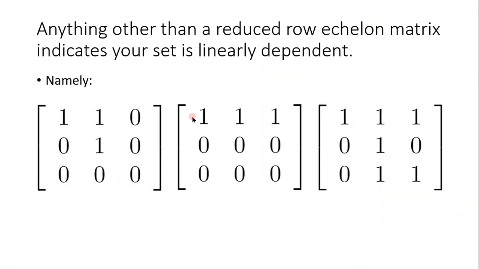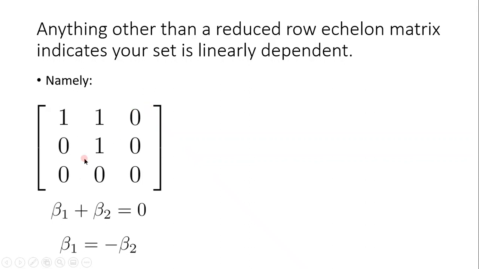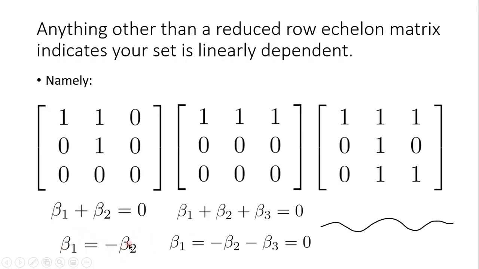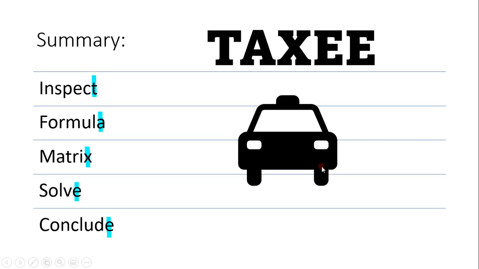Now why is that? Well, have a look at this. What does this mean? This means that some coefficient beta 1 and some coefficient beta 2 is equal to 0. So beta 1 is essentially negative beta 2, which means that one of your vectors is just a negative version of the other vector. And the same goes for this one, just in a different form. So make sure that you get a reduced row echelon form, otherwise your set is not linearly independent.